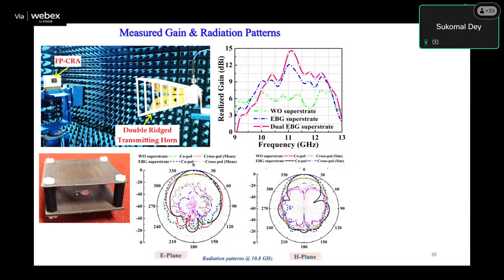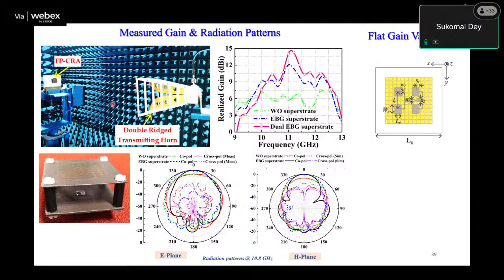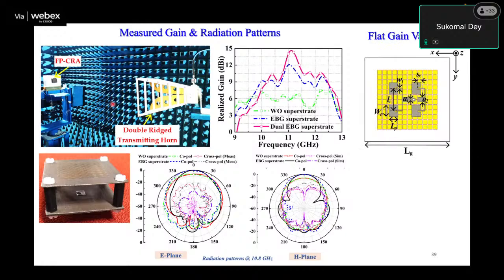Okay, these are the corresponding E plane and H plane patterns at 10.8 gigahertz, which are being shown over here. Now, after that, we have also checked the concept with antenna array.